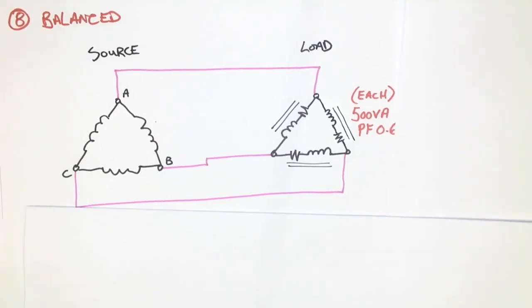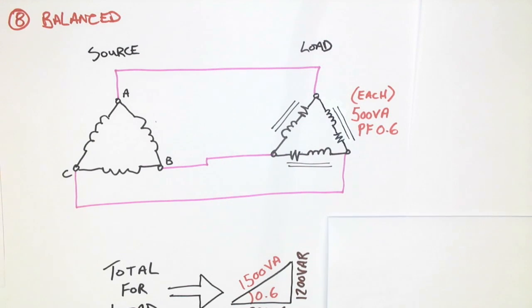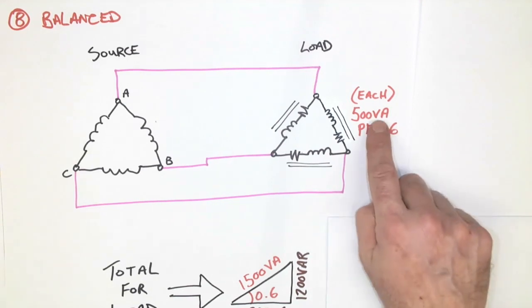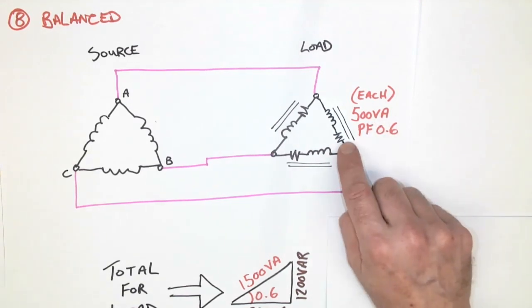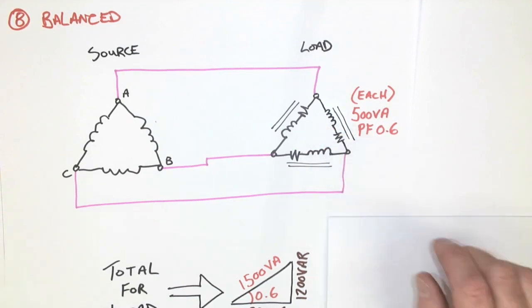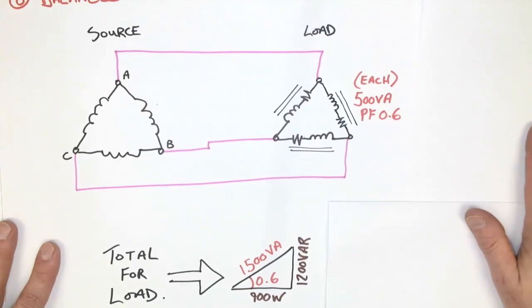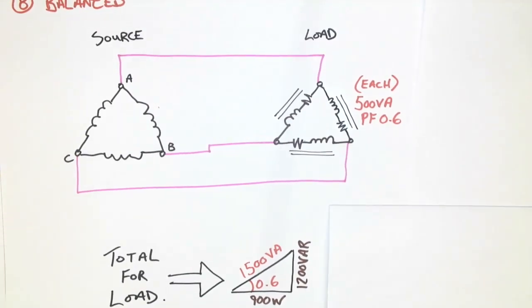Let's look at another example that uses the same type of equation. This time we have a balanced delta system. Again, we have a value here of 500 VA, and it looks like if all we're given is 500 VA at a power factor of 0.6, then we should be able to work out the individual values of not only watts, but also VARs. Now, how do we come to this information down here? Well, it's actually quite a simple process.